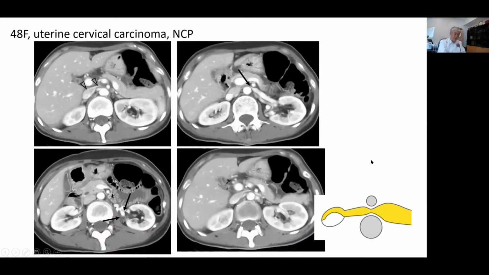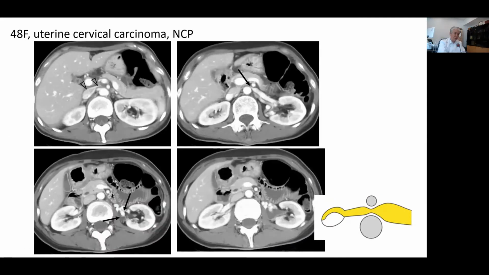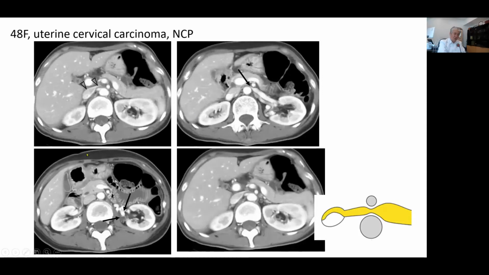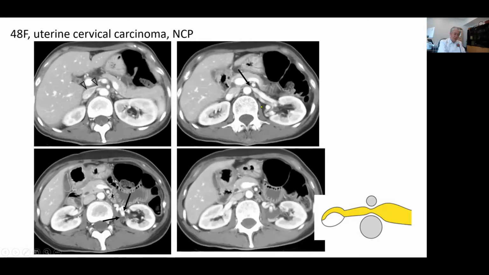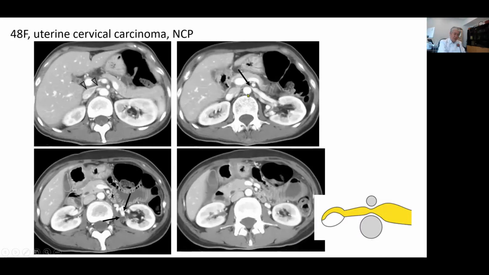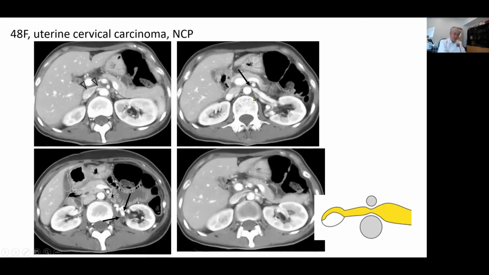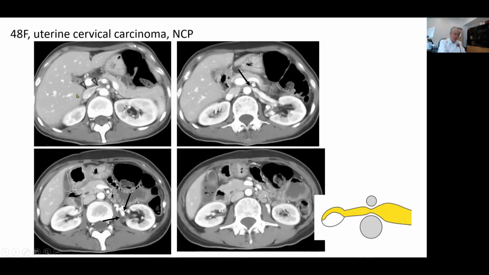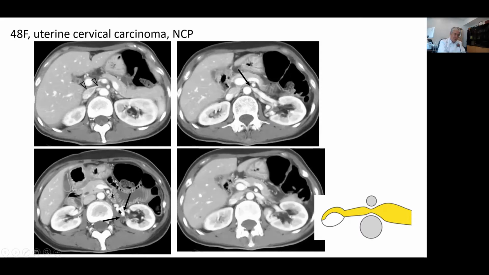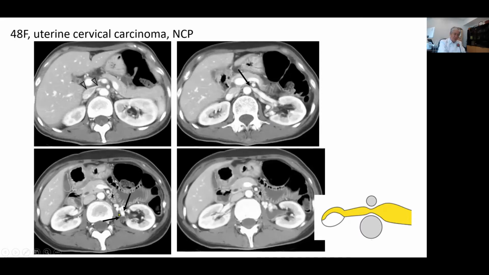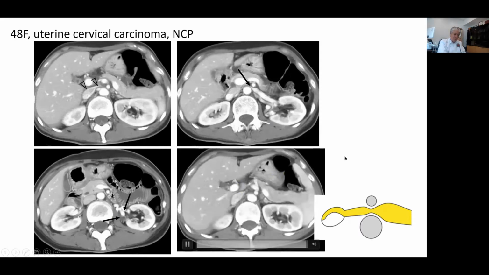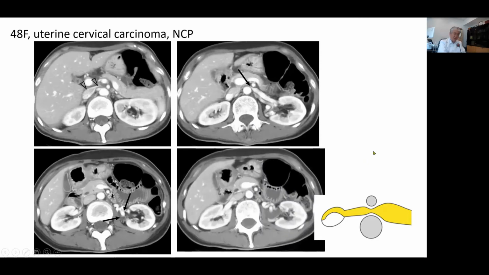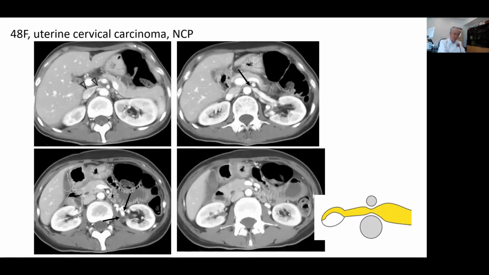Another case, a 48-year-old woman with uterine cervical carcinoma. CT images show narrowing of the aortomesenteric left renal vein and contrast-opacified flow along the anterior margin, and dilated collateral vessels in the renal hilar area. All these findings indicate the presence of Nutcracker phenomenon.